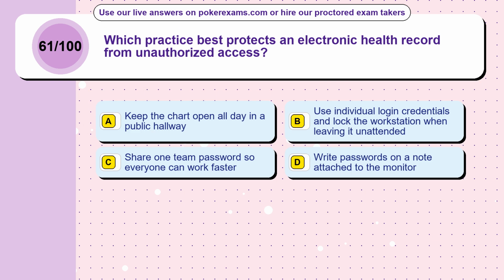Question 61. Which practice best protects an electronic health record from unauthorized access? Option A. Keep the chart open all day in a public hallway. Option B. Use individual login credentials and lock the workstation when leaving it unattended.